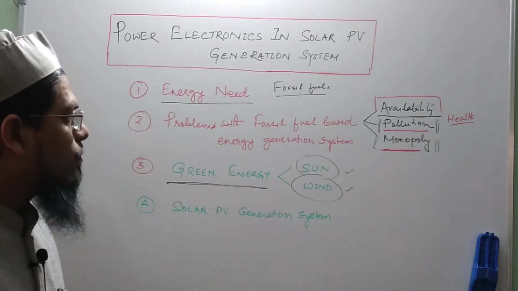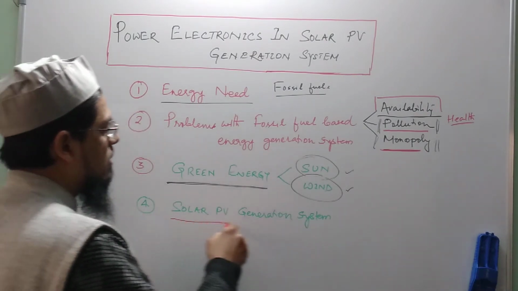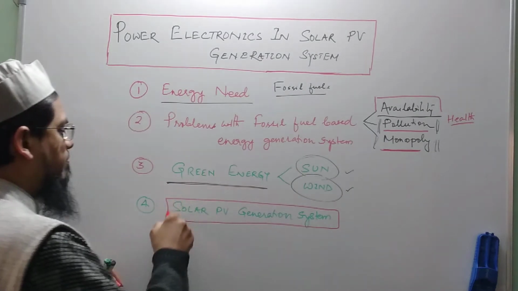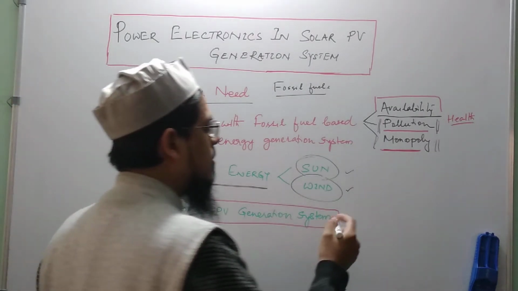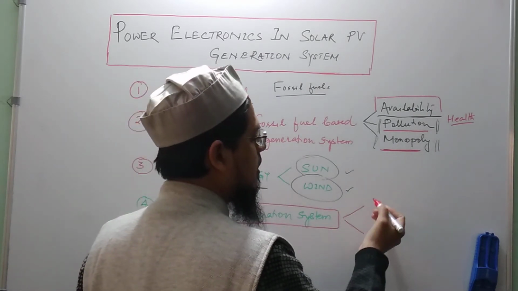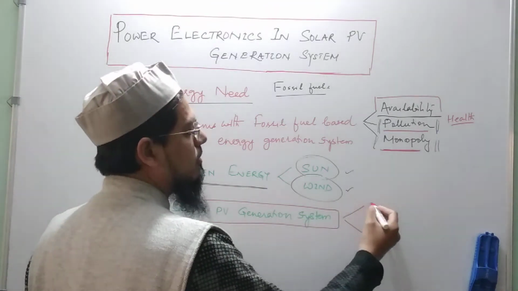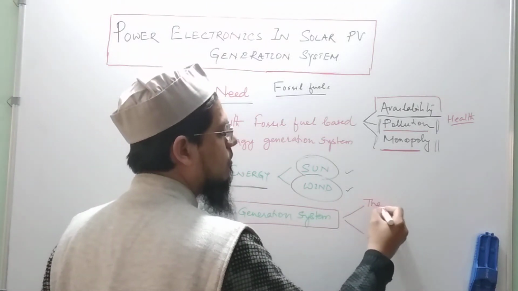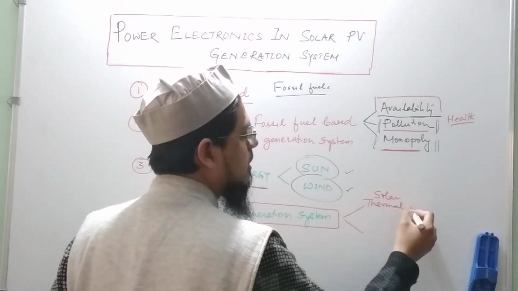Now my focus of discussion in today's lecture is the solar PV generation system. Solar energy can be used in two ways: either utilizing the heat content of the sunlight, and that is done by way of a solar thermal energy system.